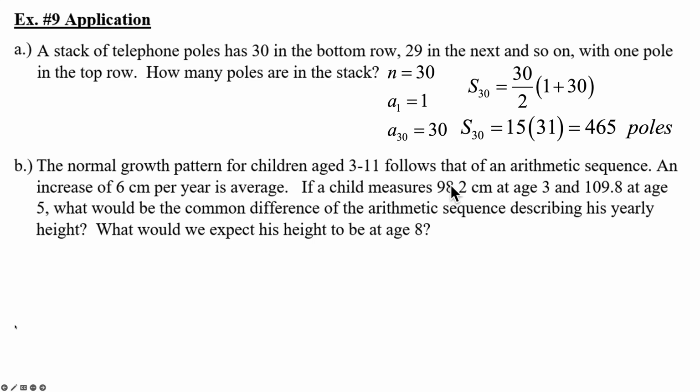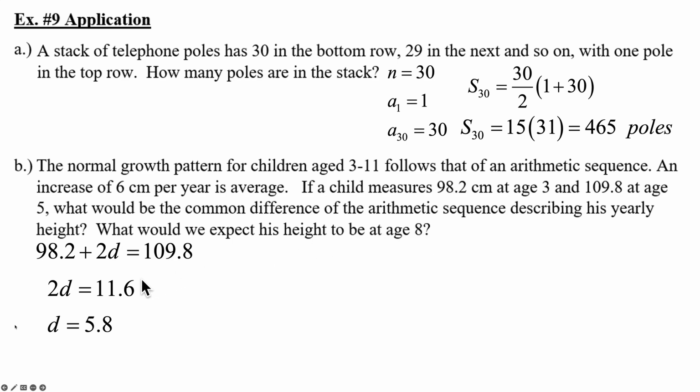All right, so we start with 98.2 plus 2 d's. 3 to get to 5, we're adding 2 d's, equals 109.8. Solve for d. Subtract over the 98.2, we get 11.6. Divide by 2, d is 5.8. So this child is close to the normal average. What would we expect his height to be at age 8?